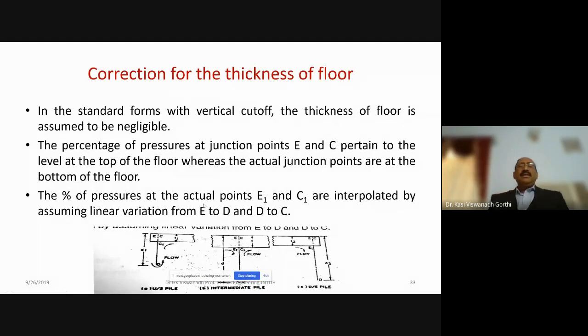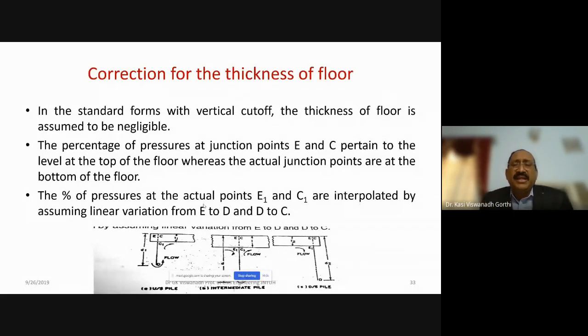So having evaluated the pressures for the independent elementary forms, maybe with the upstream side alone, the downstream side alone, an intermediate pile alone, or a depressed floor alone, we need to go for the combination. When you are taking the combination, there are certain corrections that are required to be applied. In the standard forms with vertical cutoff, the thickness of the floor is assumed to be negligible. This is what we have done.